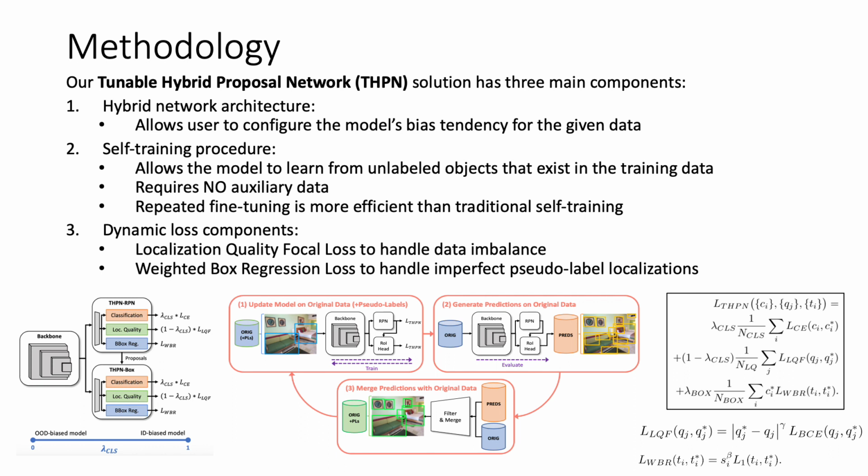Third, we use dynamic loss components. A localization quality focal loss addresses data imbalance by upweighting the loss contribution from difficult labels and downweighting the loss contribution from easy ones. A weighted box regression loss combats imperfect pseudo-label targets by weighting the loss from each target by its predicted localization quality score, S. When these three components are combined, we get a method that can be readily adapted to different tasks and is capable of leveraging the wealth of unlabeled objects present in most training datasets.